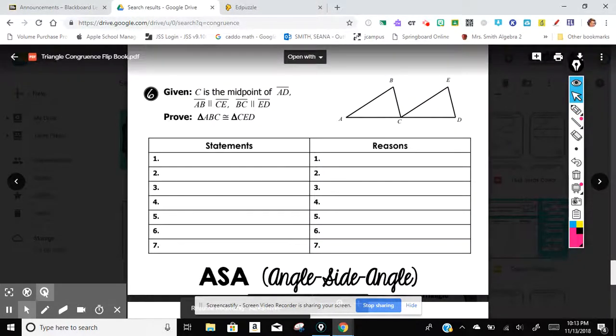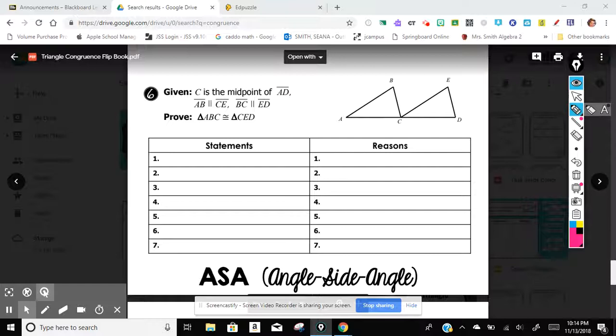All right, now we're looking at angle, side, angle. So think about this. You need two angles and a side. And they have some given information up here. And this is one of the parallel line ones that we haven't done. Notice there's no arrows on here yet to show us that the sides are parallel. But in our given statement over here, it says C is the midpoint of AD and AB is parallel to CE, and BC is parallel to ED. So there's going to be some things that come out of that being parallel.